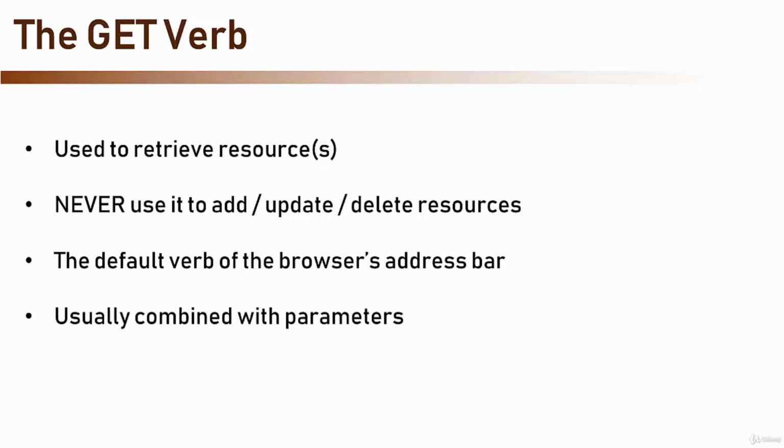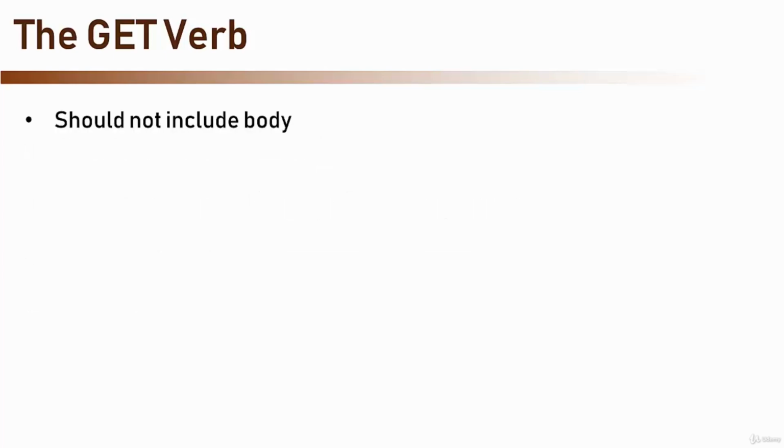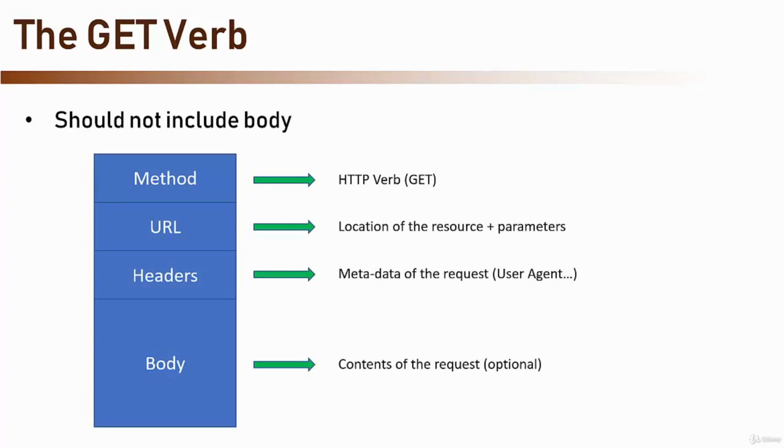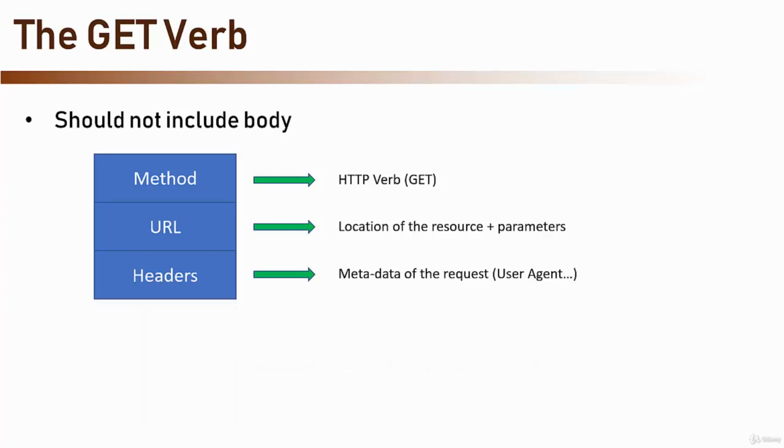Now, GET requests are usually combined with parameters, so the server will know what kind of resources it should retrieve. It's not mandatory, and we will see some examples which will not use parameters, but sometimes you will find them. If you remember, we mentioned earlier that a REST request is comprised of 4 components: the method, the URL, the headers, and the body. Now, a GET request should not include a body. All the information the server needs in order to execute the action is enclosed within the method and the URL. The server should not require any other information beside the method and the URL.